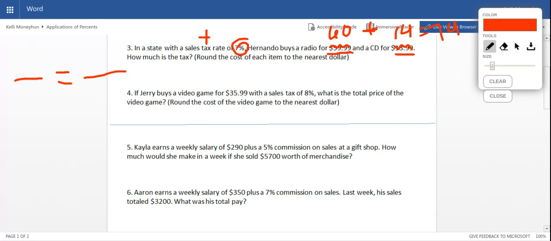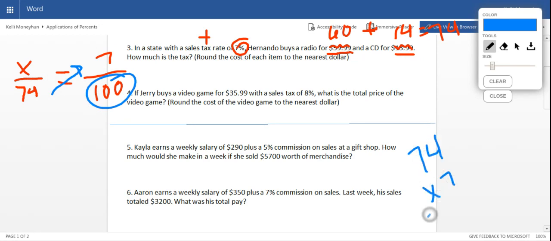Our total or our original cost always goes on the left bottom, okay? So that means our 74 is going to go here. And then super easy, we always know our percent goes over 100. So 7 over 100. Okay. That leaves a spot for our x. You guys know how to solve proportions, so we're multiplying and then dividing. I will help you multiply today.